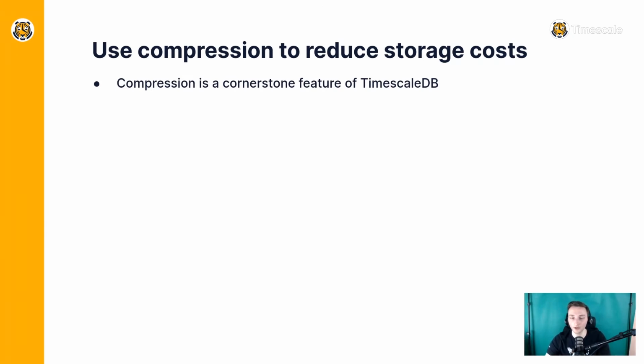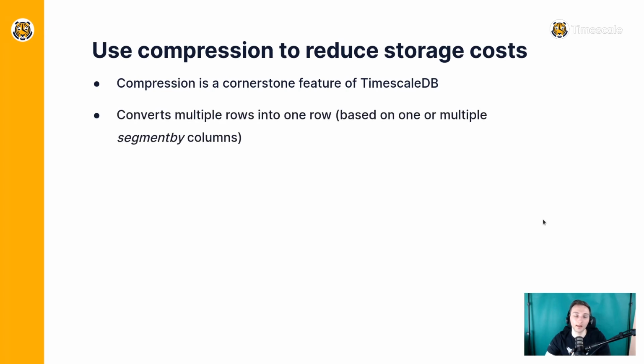So compression is one of the cornerstone features of TimescaleDB. Compression and probably continuous aggregates are the two most used or useful features of TimescaleDB. On a high level, how it works: compression in TimescaleDB converts multiple rows into one row based on one or multiple columns, which you can define when you enable compression. And you need to define these columns as segment by columns.